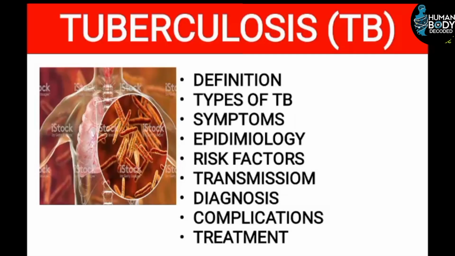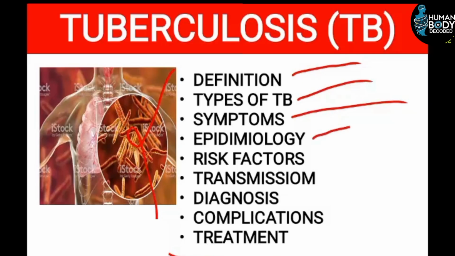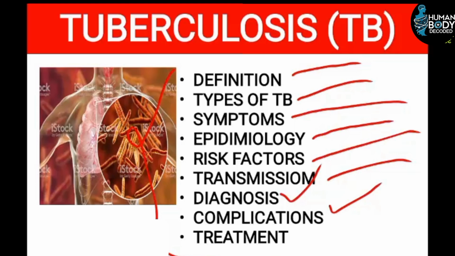Today we'll be learning about tuberculosis, commonly referred to as TB. In this lecture, we'll cover several important points. Here's what we'll discuss: what TB is, its definition, the types of TB, symptoms of TB, where TB is found globally, its epidemiology, risk factors for TB, how TB spreads, its transmission, how TB is diagnosed, possible complications of TB, how TB is treated. Let's dive in.